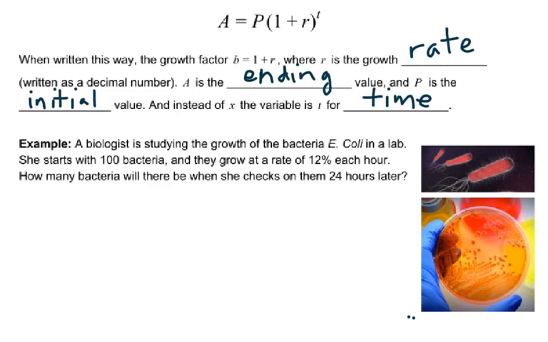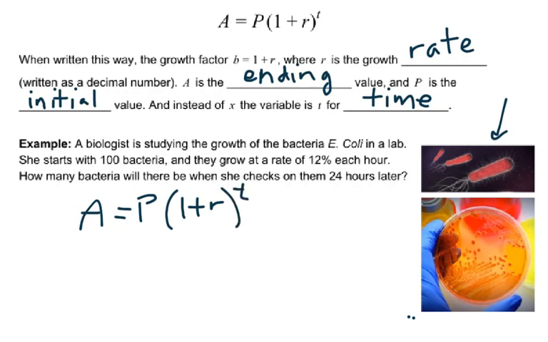Okay, so example. Say a biologist is studying the growth of a bacteria, E. coli, these little red guys over here, in a lab. She starts with 100 bacteria. They grow at a rate of 12% each hour. How many bacteria will there be when she checks on them 24 hours later? So I always like to start by copying down the formula, and then we're going to figure out the different variables, plug them in, and evaluate.